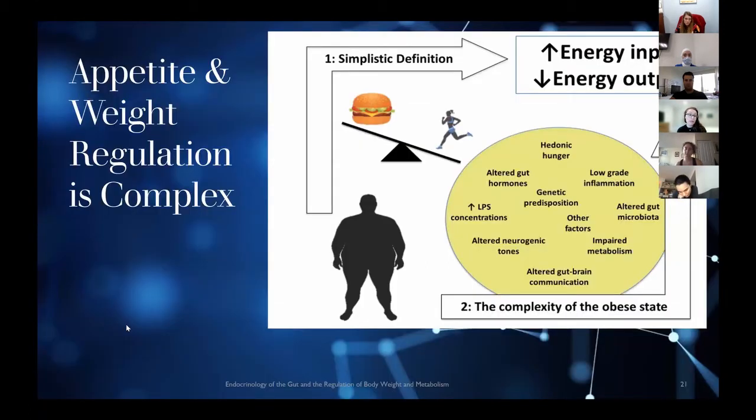And the answer is that appetite and weight regulation is super complex. It's not the same as energy in equals energy out, or energy in has to be less than energy out. That's just not the way that it works. It's the way that we like to think about it because it's so simple. It is not the way it works. It's an imbalance of physiological neurohormonal forces that basically weakly resist weight gain and strongly resist weight loss. And that's just because, evolutionarily, that's why.